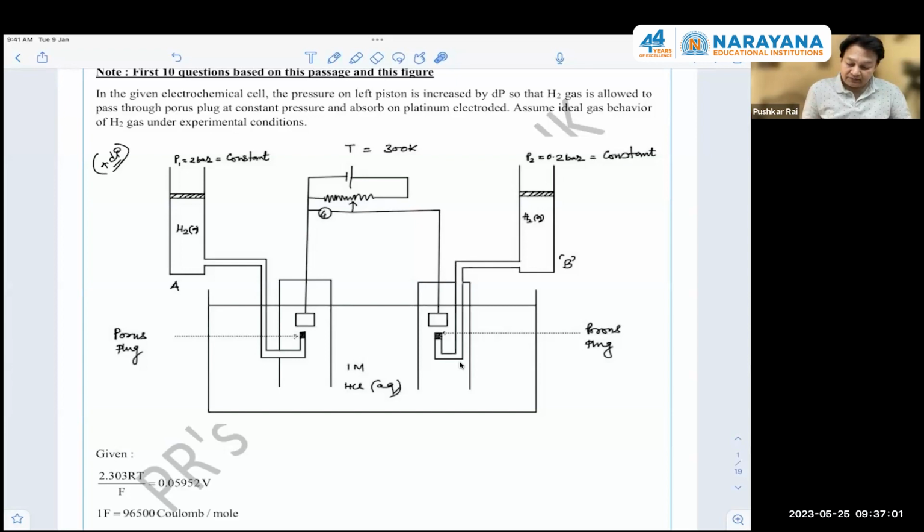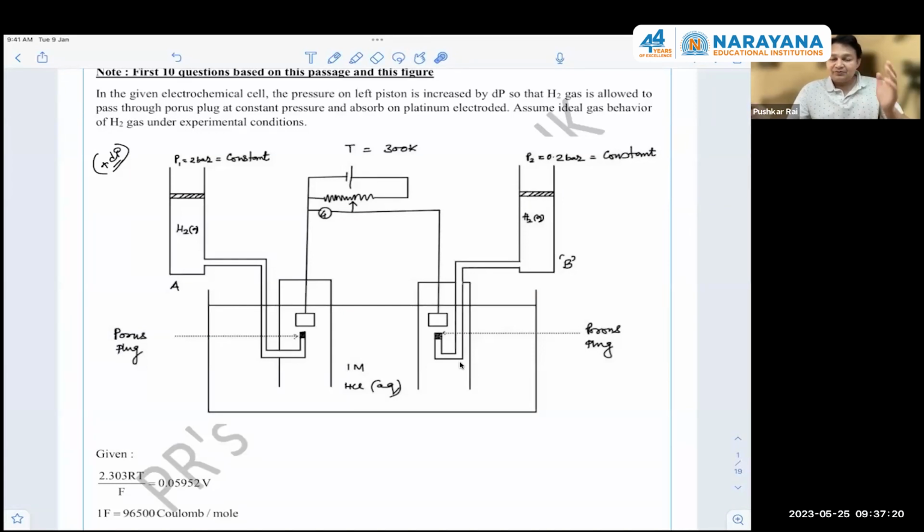If no current is flowing, that means what? No chemical reaction is carrying out. Do you agree that I'm not forcing anything? Democratically, I'm asking everything. Just imagine. Now, what do you think? If you don't like it, any one of you can object.